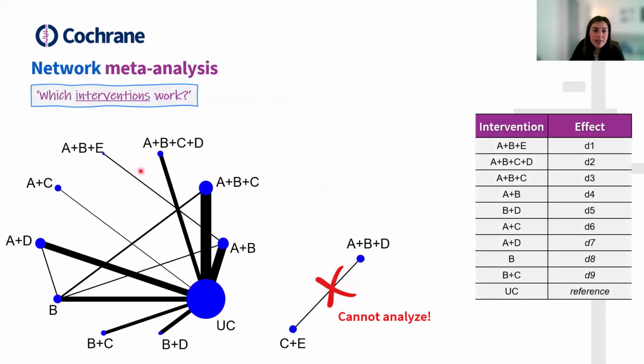So in network meta-analysis, how would we analyze this network? First of all, this subnetwork cannot be analyzed as it is not connected to the rest of the interventions. So we cannot take this information, these studies comparing these two interventions, into consideration in the analysis. So we have 9 different interventions here, plus the reference, which is the UC, the usual care. And through the network meta-analysis framework, we are going to estimate 9 different effects, one for each of the interventions.